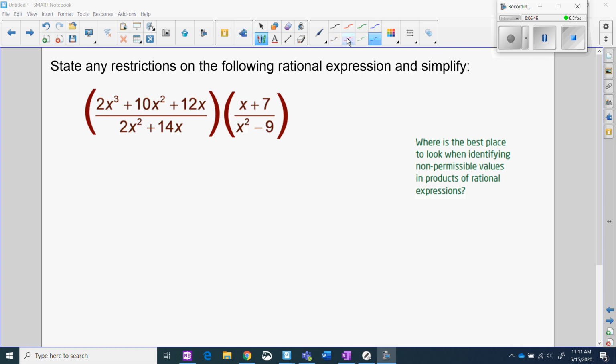All right, so if I look at this one, it's asked me to state any restrictions. Remember, that's another word for non-permissibles, and simplify the following rational expression. Because I've got this fraction in brackets multiplied by this next fraction in brackets with no sign in between, that is implied multiplication.